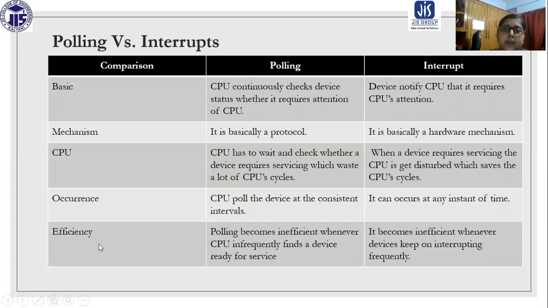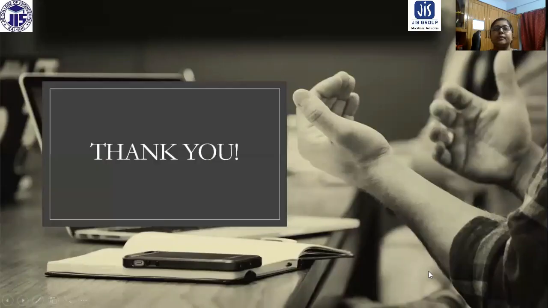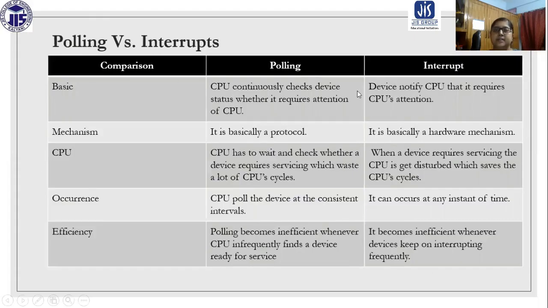From the context of efficiency, polling becomes inefficient whenever the CPU infrequently finds a device ready for service. But interrupt becomes inefficient whenever a device keeps on interrupting frequently. So basically these are the comparisons between polling and interrupt, and this is the end of today's class.